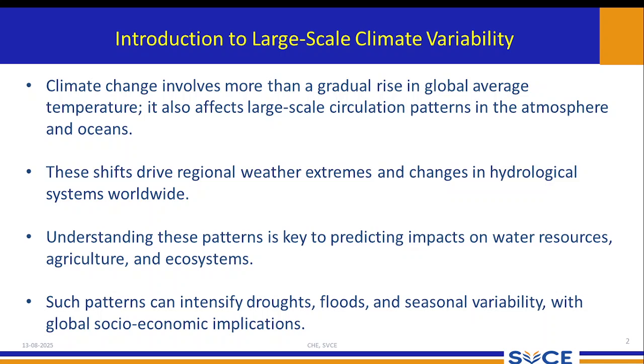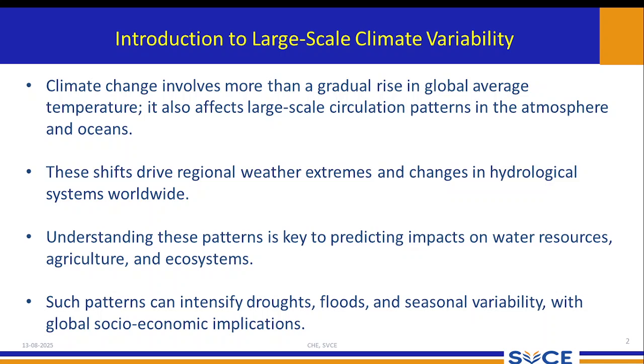That means the surface water is getting heated up. Obviously, there will be heat transfer. Because of the heat transfer, ENSO events will occur, that is El Nino and La Nino events, which we have seen in the last class. This shift drives regional weather extremes and changes in hydrological systems worldwide. That means some regions will be flooded, some regions will face drought, and things like that.